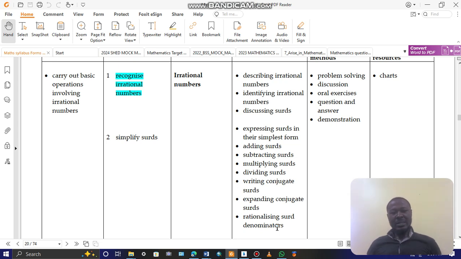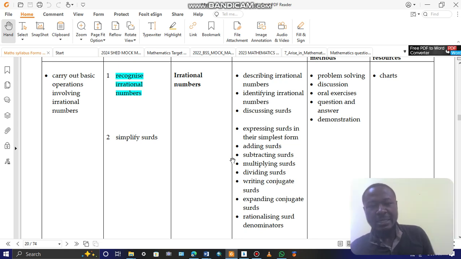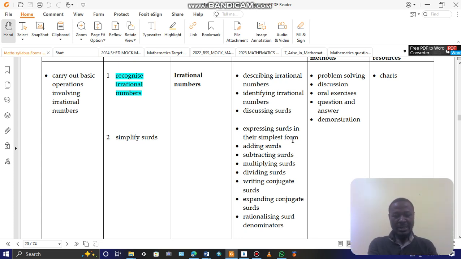But on the lesson in regards to irrational numbers in Form 3. In this topic, we will only be expressing surds in their simplest forms. That is according to the syllabus for Form 3 and Form 4.